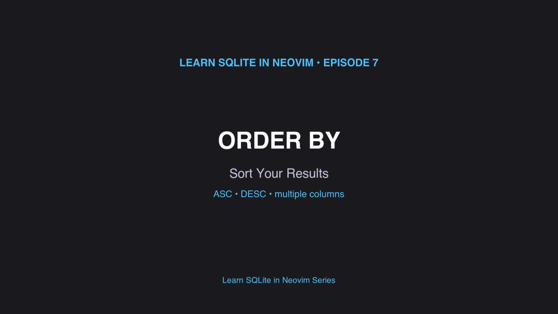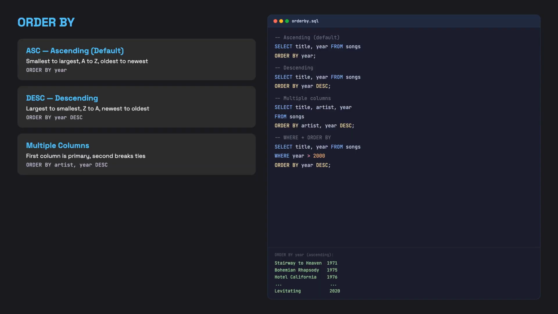Learn SQLite in neovim. Episode 7, Order by. Sort your results any way you want. So far, results come back in insertion order. But what if you want them sorted? Order by sorts results. ASC for ascending, DESC for descending.